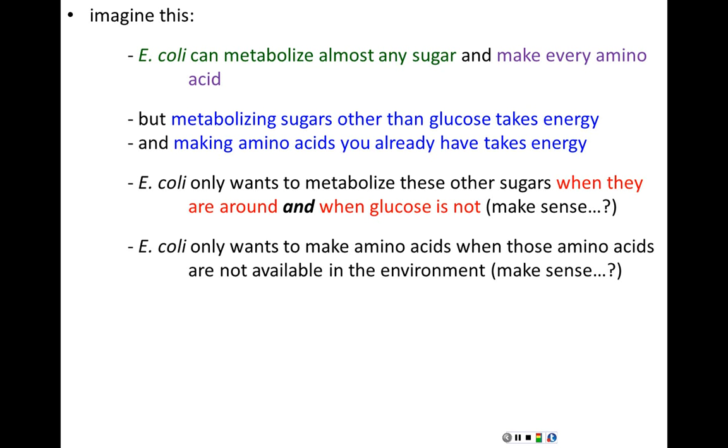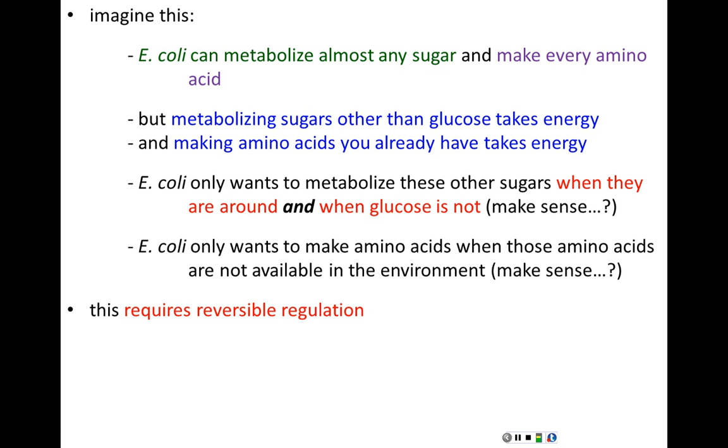Also from E. coli's perspective, E. coli can and wants to make all of its amino acids when those amino acids are not available in the environment. However, if amino acids are available for E. coli to scavenge and reuse, it wants to avoid going through the energetic hassle and trouble of making them from scratch. The metabolizing of these sugars requires proteins that are encoded by genes. The metabolism and synthesis of these amino acids requires proteins that are encoded by genes.